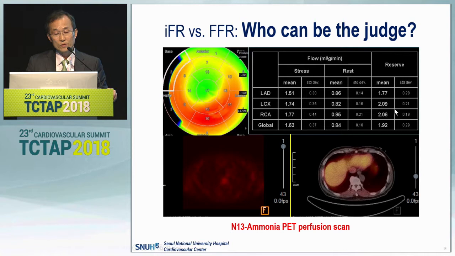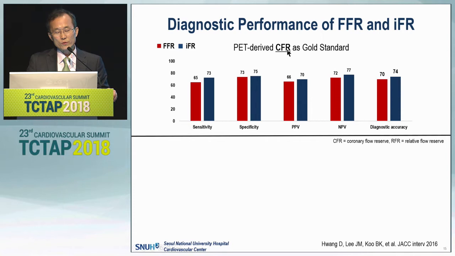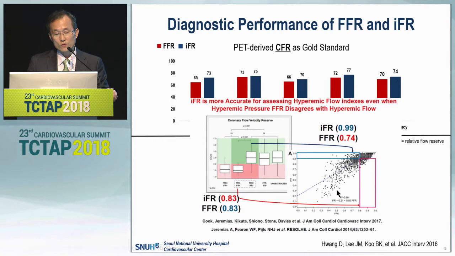So when we use coronary flow reserve, which is a very classical definition to define ischemia from PET, as a gold standard, with red bars FFR and blue bars IFR, you can see there's no statistical difference between FFR and IFR, and numerically, actually, IFR is better in terms of CFR. This result matches well with the other group's data that when there's a discordance, IFR correlates well with the CFR.